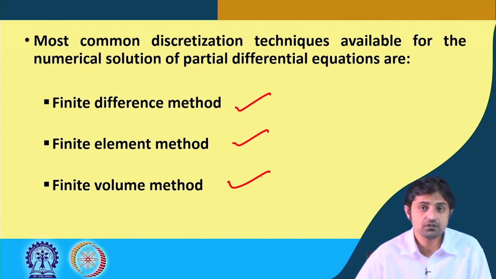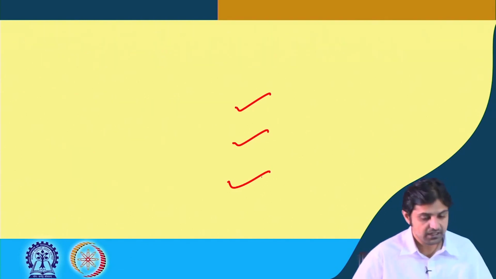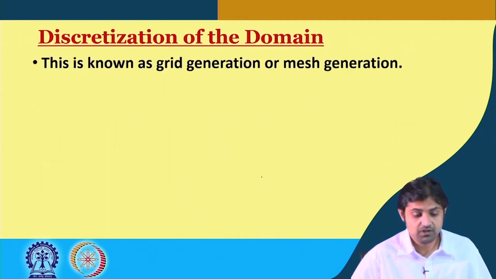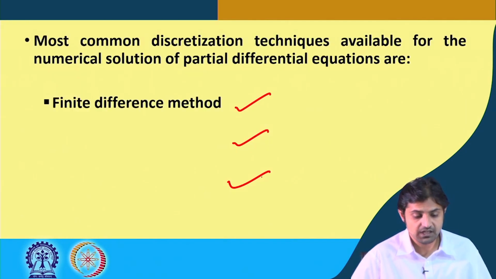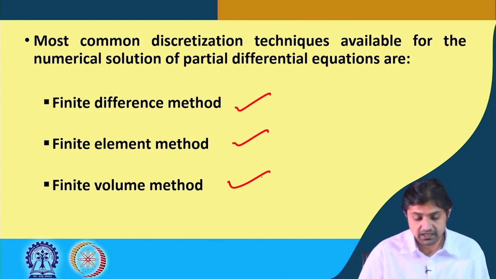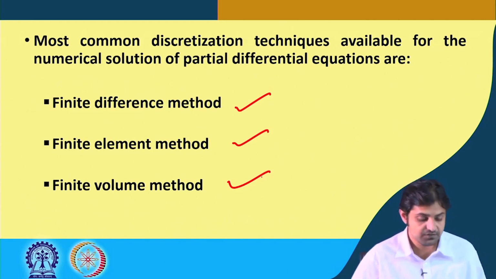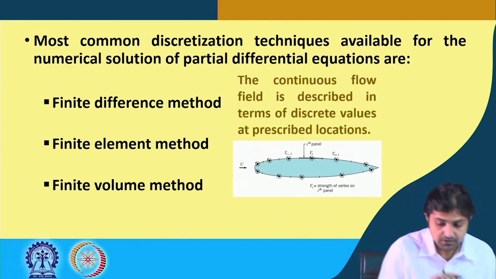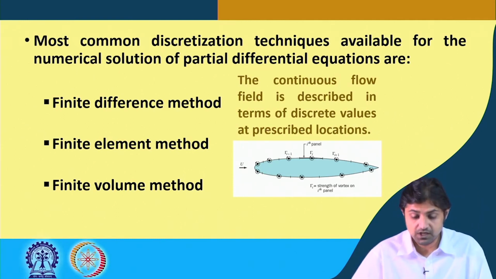So, this is the second step in the CFD solution. Which was the first one? If you go back and see, the first one was defining the geometry. The second one was discretization of the domain, and as I said, discretization of the domain can be done using three different methods. First, finite difference method, second is finite element method, and third is finite volume method. All right. So, if you see this figure, the continuous flow field is described in terms of discrete values at prescribed locations.